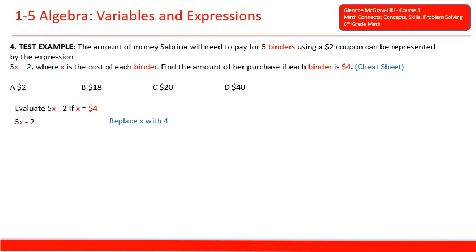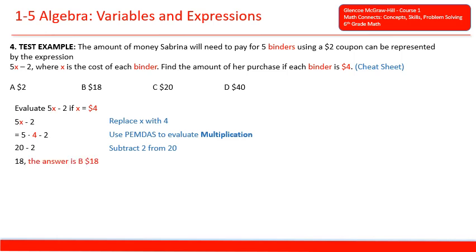So if we substitute the 4 in for x, we get 5 times 4 minus 2. And we're going to use PEMDAS to evaluate, and that's going to be multiplication comes first. So 20 minus 2, and then 18 is the answer.